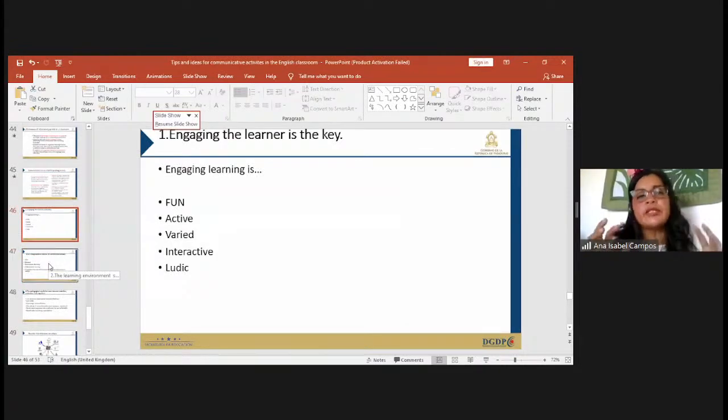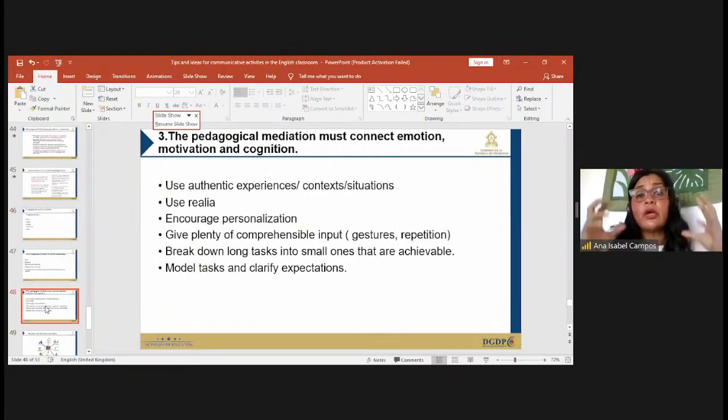So to be closing, there are 3 principles to make your lessons engaging and communicative. They have to be fun, active, varied, interactive, and ludic. Remember that here we are dealing basically with oral communication, how to foster and enhance oral communication, and also use authentic experiences, authentic situations, authentic materials.